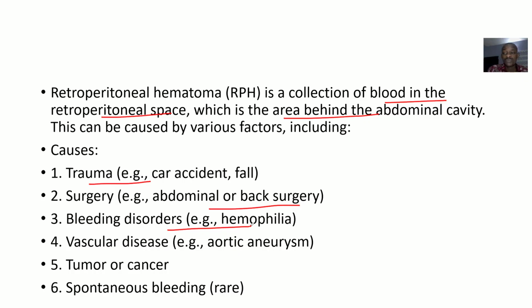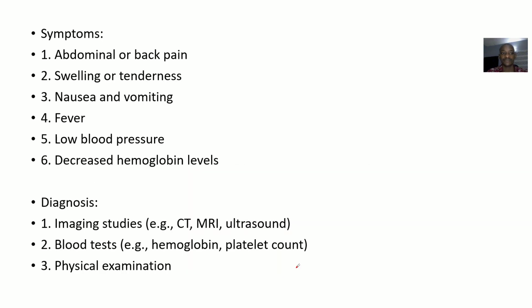So this bleeding can come from anywhere and actually collect in the retroperitoneal space, because the retroperitoneal space is what? A dependent space. It could be vascular disease like what? Aortic aneurysm. It could be as a result of tumor or cancer. It could be just spontaneous bleeding, which is rare. But it's mostly due to all those disease conditions that affect your clotting factors.